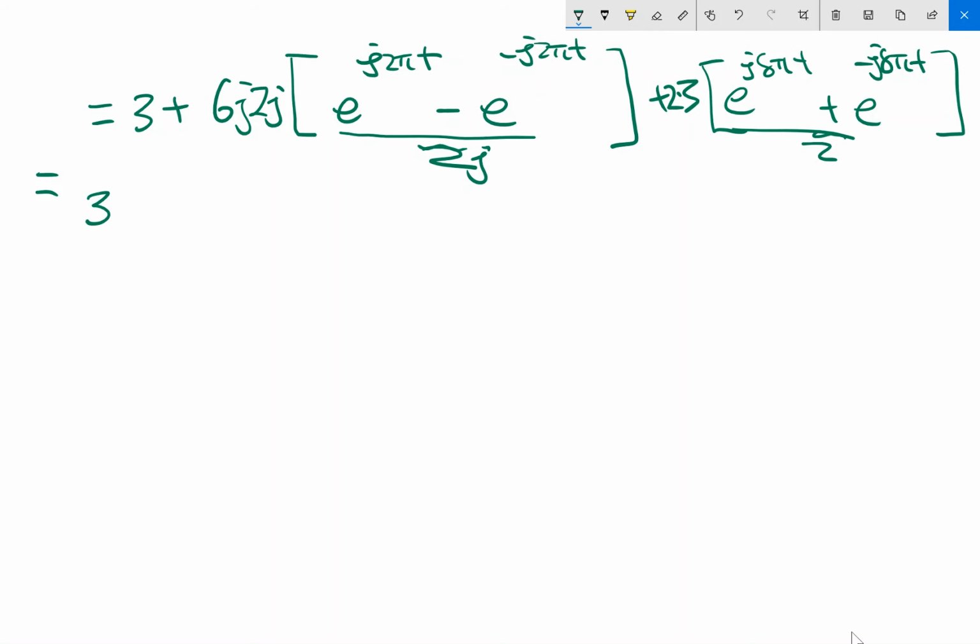Like this is 3 plus 2j becomes minus, so here is minus. Minus 6 times 2 is 12. And here is one sine, so sine 2 pi t. And plus 6, and here is one cosine, so cosine 8 pi t. Yeah, so this is a more concise result.